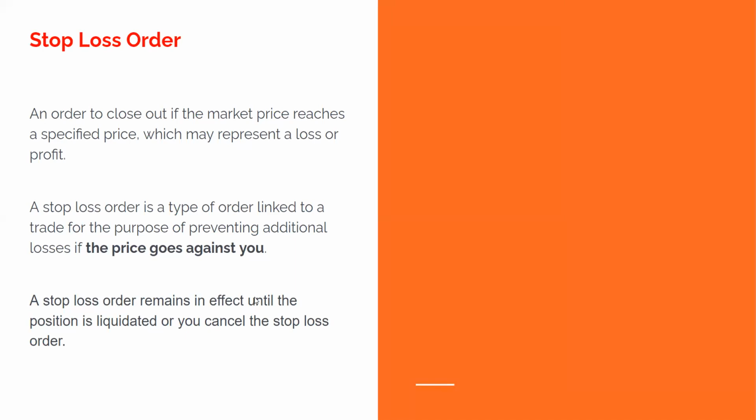Another order that we use on a regular basis is typically not thought of as an order, but it is a type of execution, and that would be your stop loss order. In order to close out if the market price reaches a specific price, which may represent a loss or profit. A stop loss order is a type of order linked to a trade for the purpose of preventing additional losses if the price goes against you. The stop loss order remains in effect until the position is liquidated or you cancel the stop loss order.